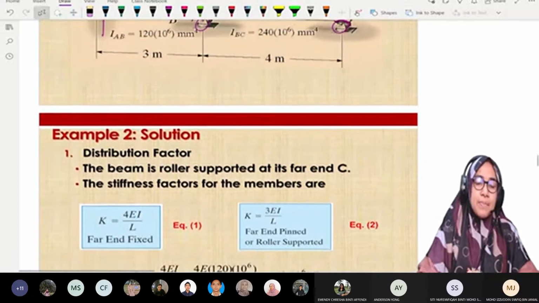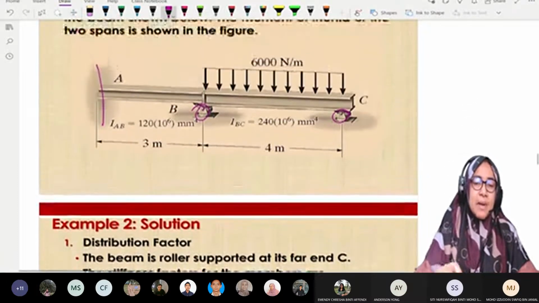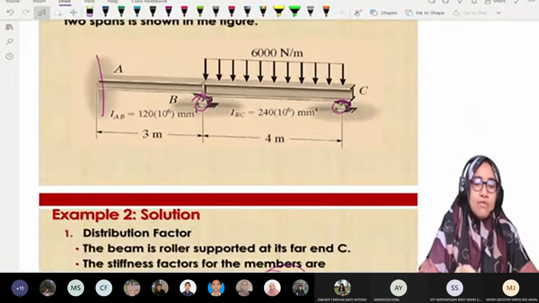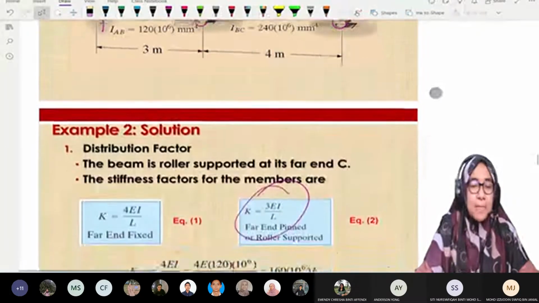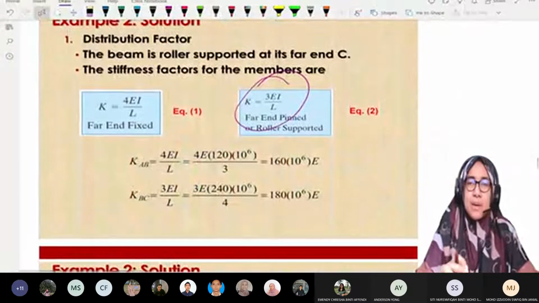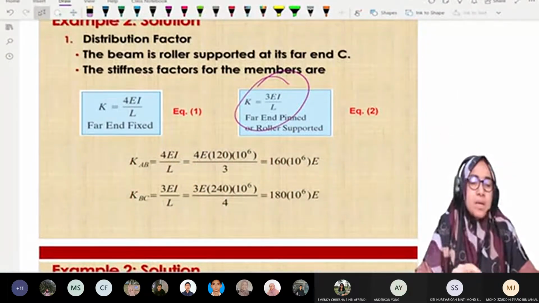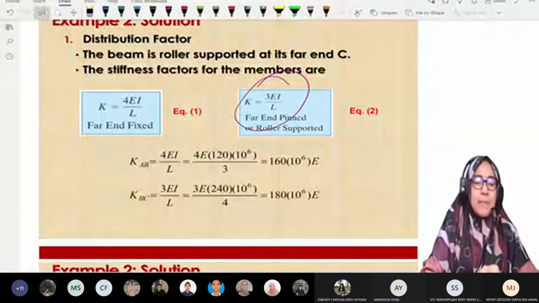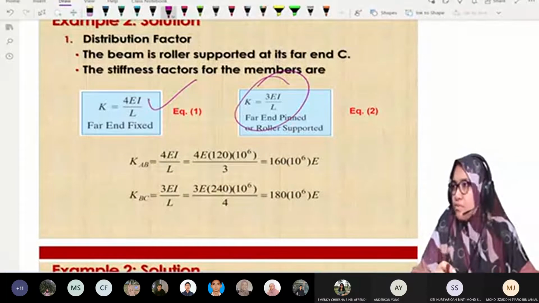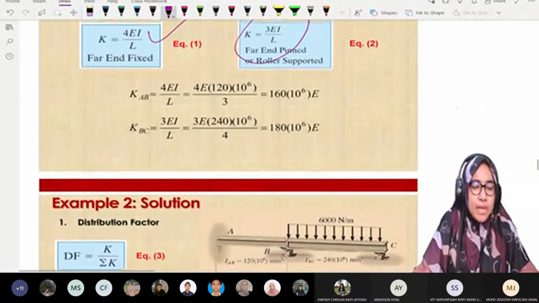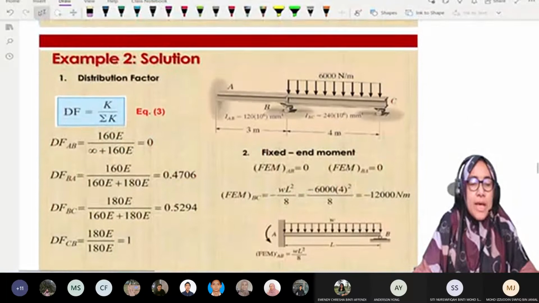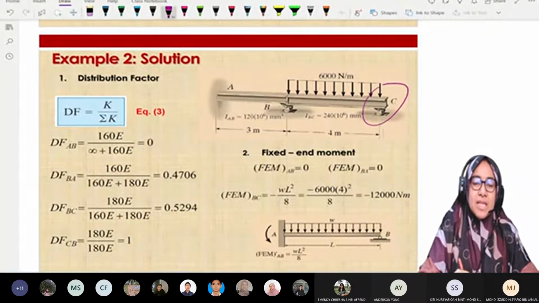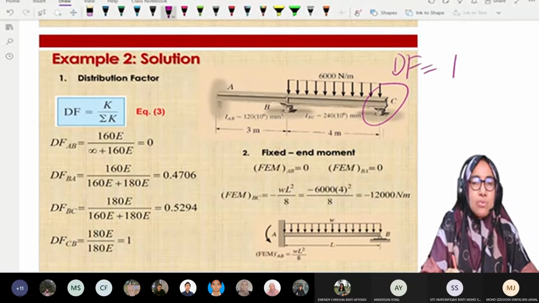Okay, so in this one we use 3EI, for identification of K. K we use 3EI, the same except this K will be different. K is equal to 3EI over L. For the far end fixed, which we already used, K is equal to 4EI over L. So from this we get the distribution factor. Distribution factor for joint C is equal to 1.